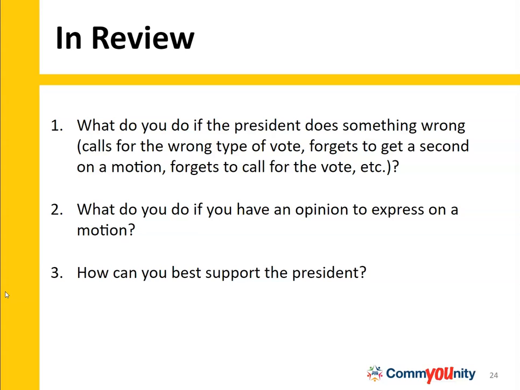Let's review some of the important information we've discussed about serving as a parliamentarian. Try to answer these questions. 1. What do you do if the President does something wrong? Calls for the wrong type of vote, forgets to get a second on a motion, forgets to call for the vote, etc. Do whatever you've arranged in advance with the President, which might be passing a note, holding up a prearranged sign, whispering to the President the change needed, or raising your hand and noting the necessary correction.